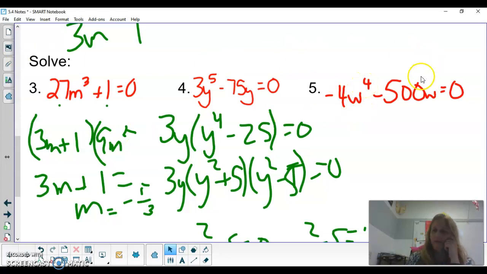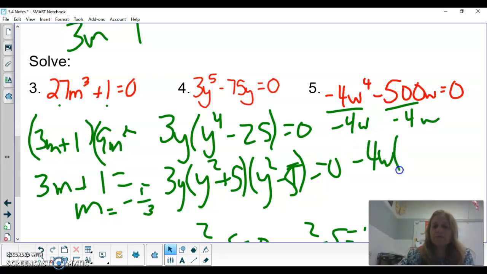So what can we factor out? Well, first of all, does 4 go into 500? So that's the first thing you have to ask yourself. So if it can, then you're going to factor out a negative. So I would pull out a -4 and a w from each one. So when you do that, you're left with a positive w to the third.